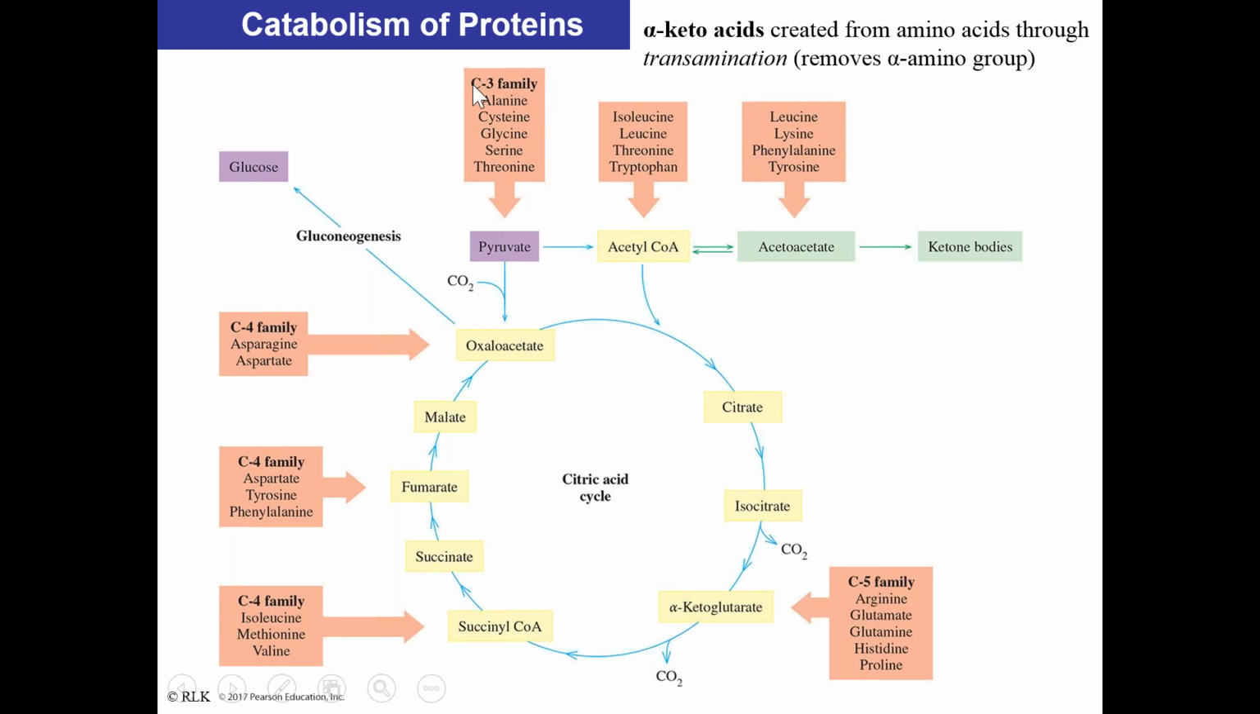So in the C3 family of amino acids, you're talking about alanine, cysteine, glycine, serine, threonine. They all can get converted to pyruvate. Some of these other ones can get converted to the different types of ketone bodies, like acetoacetate, for instance. Of course, if some of these amino acids are being converted through transamination, that's going to have to be eliminated. So you're going to be eliminating a lot of that more so in your urine.